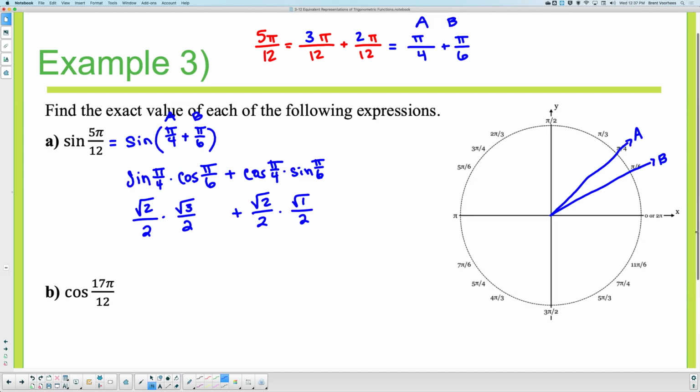With these values, notice I have a common denominator. What's 2 times 2 over here on the left side? 4. What's 2 times 2 on the right side? 4. You will have a common denominator every time we do this formula. In the numerator, what's the square root of 2 times the square root of 3? Square root of 6. You're allowed to multiply square roots. You are not allowed to add square roots. So you just have to leave them separate. What's the square root of 2 times the square root of 1? Not 3, that would be adding. Square root of 2. That right there is our solution.